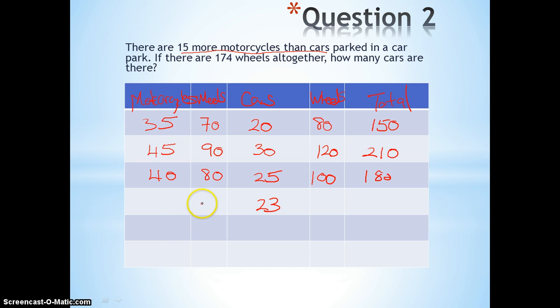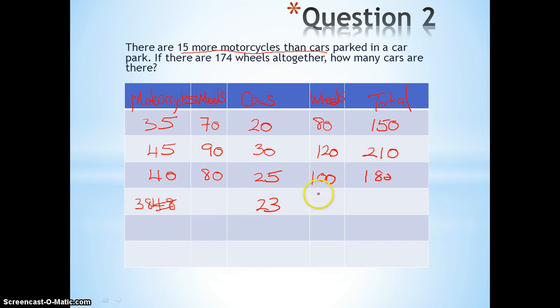With 23 cars, I will have 48 motorcycles. One more time, how do I get this? I have to plus 15. Oops, I got it wrong. It should be 38. Sorry. So it's good to always check your work.